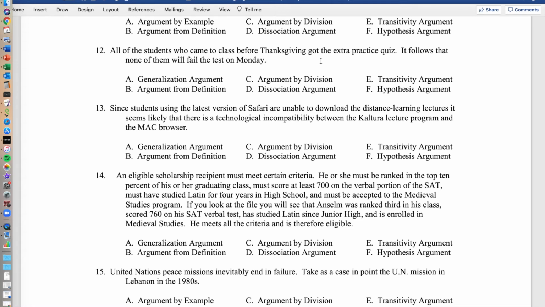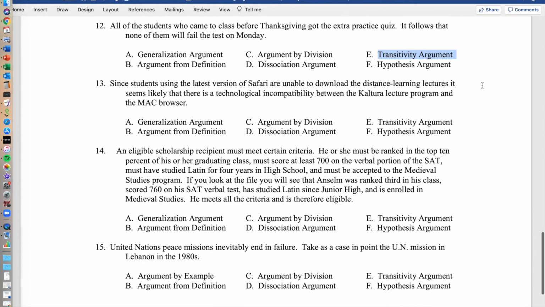So if you came to class before Thanksgiving, then you're also in the category or class of people who got the extra practice quiz. Presumably then it follows, right, that none of them will fail the test on Monday. Why? Because those students also got the extra practice quiz. Or we could say students who got the extra practice quiz are students who don't fail the test on Monday. That kind of quasi-logical reasoning we call a transitivity argument.